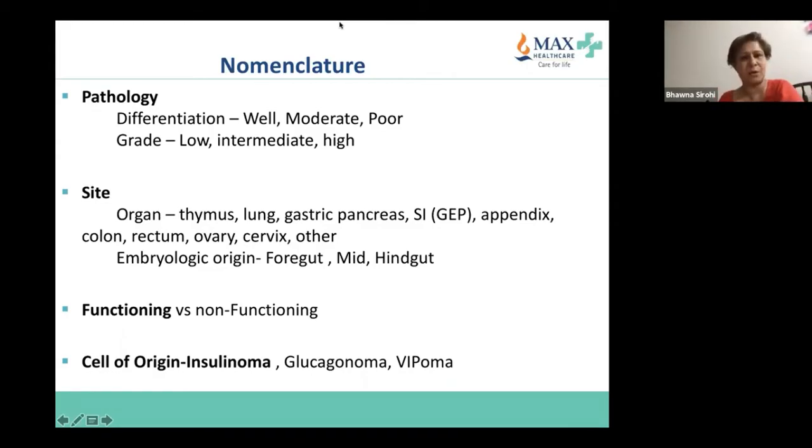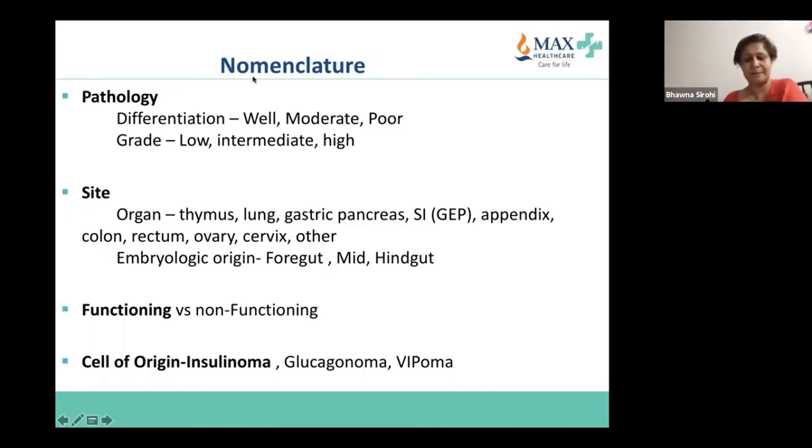Then you have appendix, colon, rectum, ovary, cervix, and others as well. You also define them by the embryologic origin, by foregut, midgut, or hindgut. They're also described in various clinical trials as functioning versus non-functioning. Functioning means that they produce certain endocrine hormones which lead to symptoms. Also, they are described by the cell of origin, which could be insulinoma, glucagonoma, BIPoma.